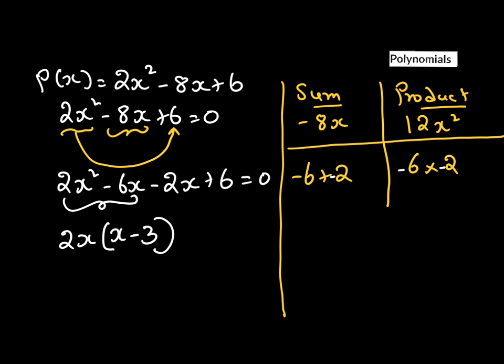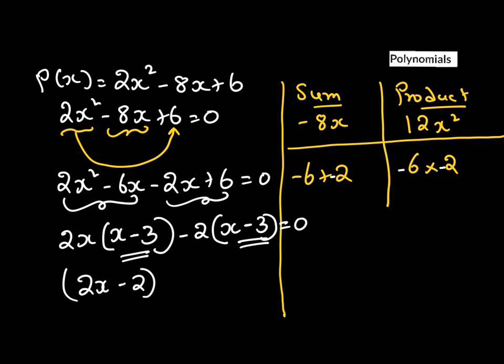Because look, if you open the brackets, we will still get the same thing. 2x times x is going to be 2x squared. 2x times negative 3 is negative 6x. Let's come over here. And what do we remove as the common factor? Negative 2. So what are we left with? x minus 3. And the whole thing is going to be equal to 0. Now what is the common factor in these two? It's x minus 3. So we can remove x minus 3 as a common factor. So we will be left with 2x minus 2 times x minus 3.